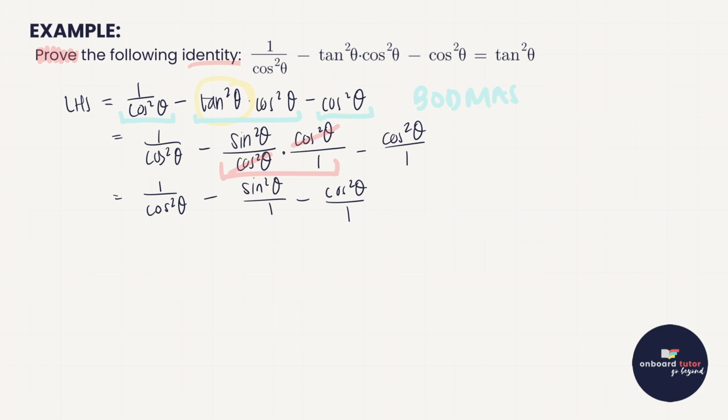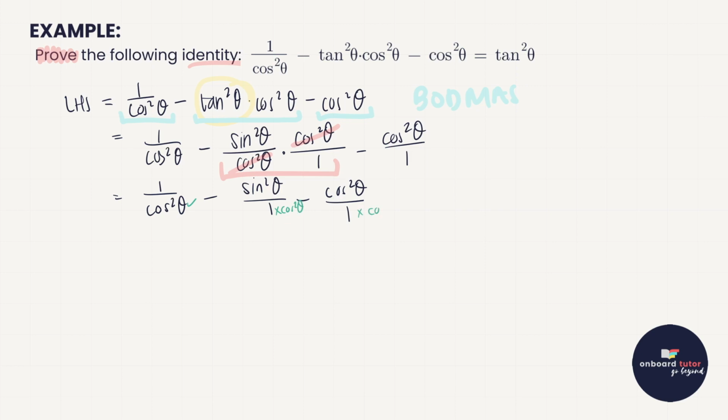I think what most students would do, and so that's the method that I'm going to use, is get a common denominator here. There is another way to do it where you just take out a common minus, but let's do the common denominator because I think that's what's going to make more sense to you. So this one already has a cos squared, so let's use that as our common denominator.